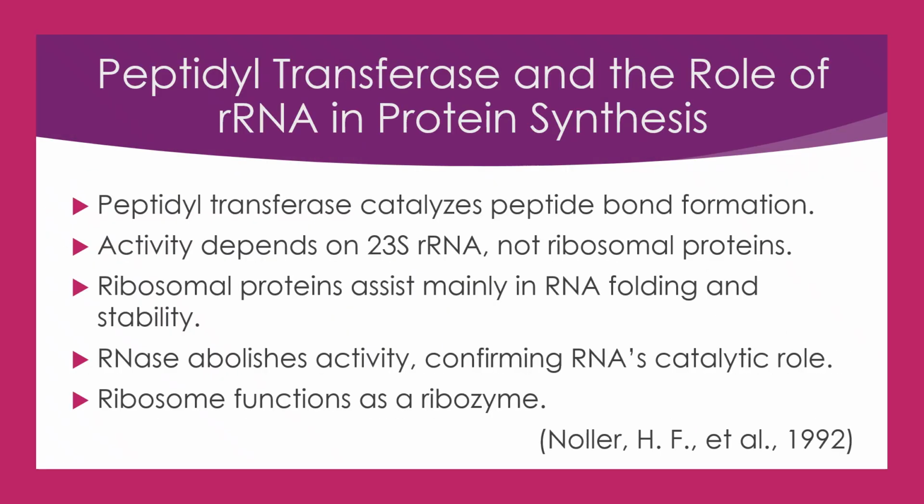This study shows that the ribosome does most of its work because of RNA, not protein. The key activity, which is making peptide bonds, comes from the ribosomal RNA. Even when most of the ribosomal proteins are removed, the ribosome can still function. This tells us that the 23S rRNA is the main part doing the job. Some proteins like L16 are still important, but mostly for helping the RNA fold correctly and stay stable. They are not the ones actually causing the chemical reaction.